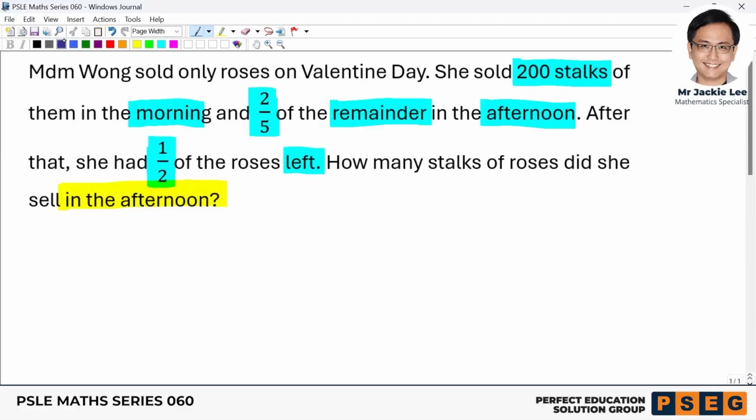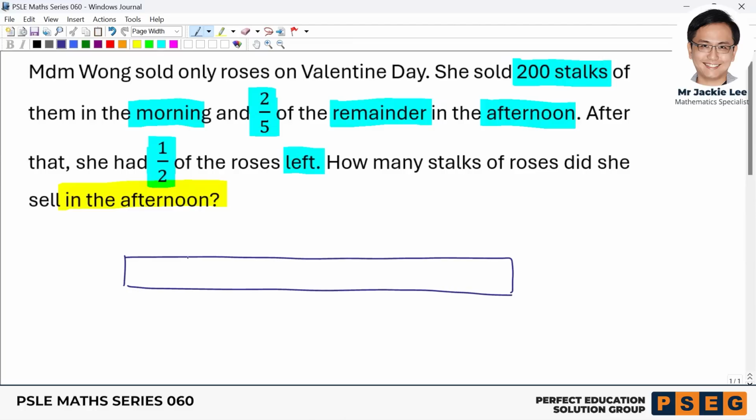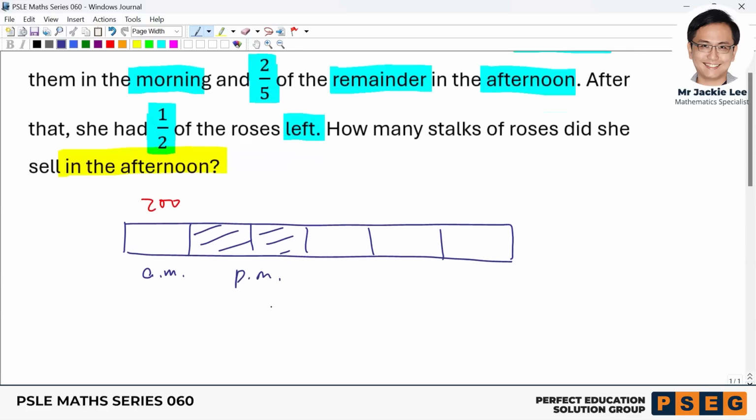So we draw a bar like this. At first she sold 200. Okay, 200. After that, I think the remainder will just be divided into 5 equal parts. Then 2/5 of them were sold in the afternoon. So this one in the morning, then this one in the afternoon. Then she realized that half was left behind. So in fact, this will divide these two into equal parts. Let's assume that all these are x, x, x here.